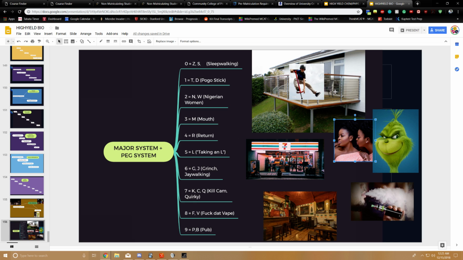Bleeding a lot, I decide to go into the house and try to find bandages. I ran around, and as a result, in step number five, I took an L. I fell. Five is associated with the letter L, and I fell. I also realized that there are no bandages in my house, so I'm very frustrated.